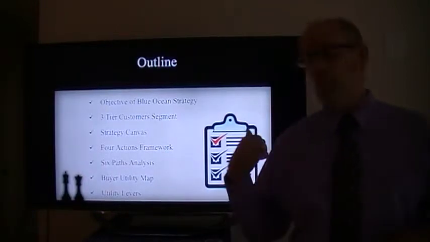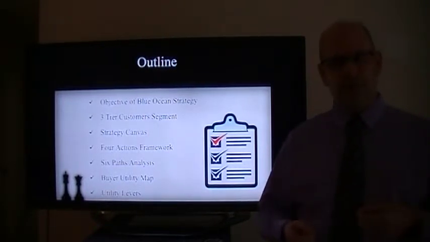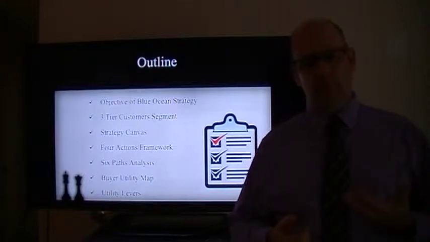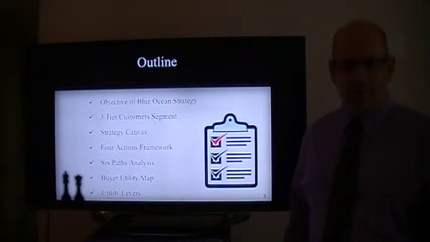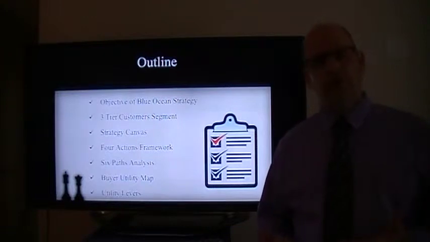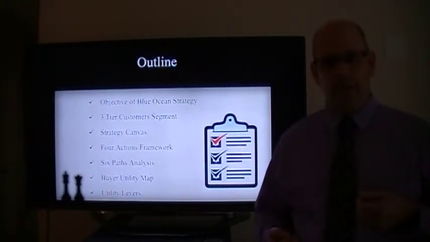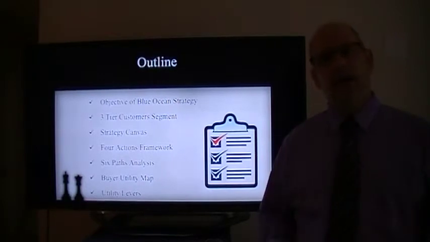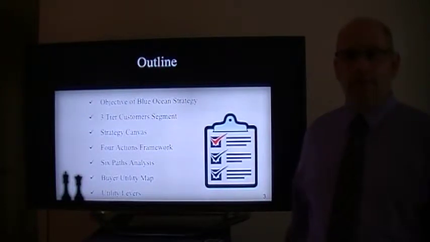As we'll talk more about this as we go along, the presentation will start with the objectives and span over a brief introduction of the device. It is a tier of non-customers that can be converted into potential customers. We're going to talk about a revised strategy canvas, the 4-action framework best suited to 6-path analysis, and the buyer's utility map of the key utility levels. Next slide.